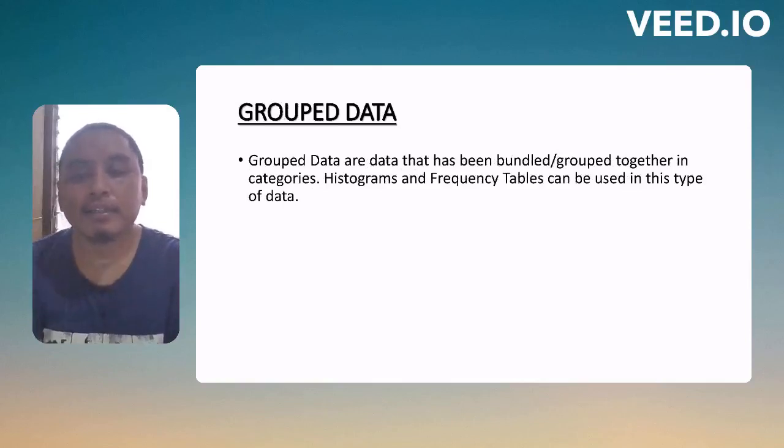Group data. Group data are the data that has been bundled or grouped together in categories. Histograms and frequency tables can be used with this type of data.